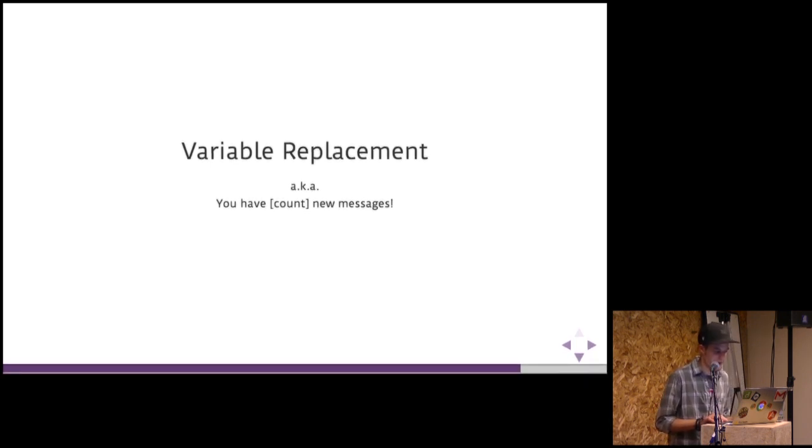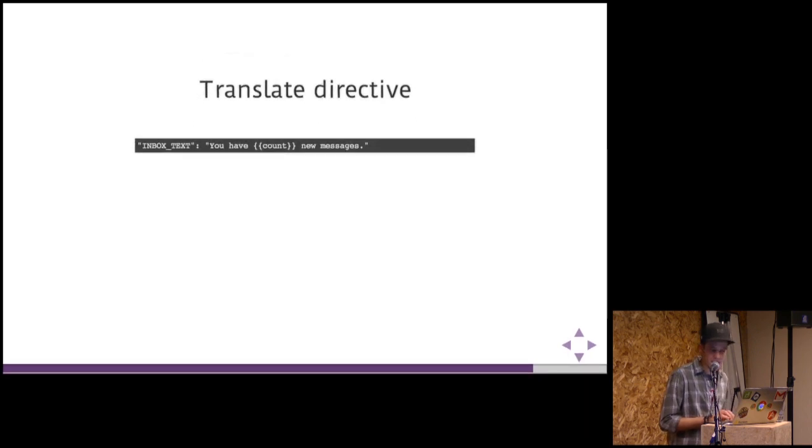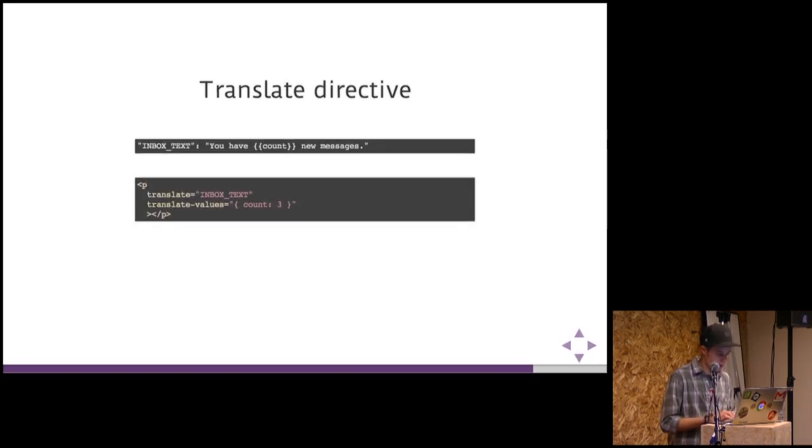This is about the interpolation thing that's going on. So let's assume we have this translation here, which is just an inbox text. You have X new messages. And in the markup, it would look like this.